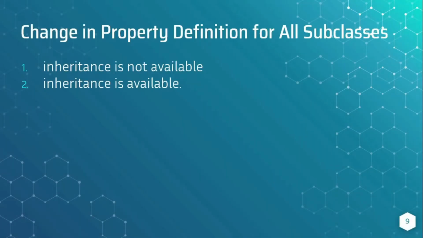Change in property definition for all subclasses. Number 1, inheritance is not available. And number 2, inheritance is available. Suppose a change in representational scheme of the employee number is required. This change will affect not only the attribute employee number, but also the method getEmployeeNumber and possibly other classes that inherit employee number. We will examine this change in two possibilities: one where inheritance is not available and one where inheritance is available.